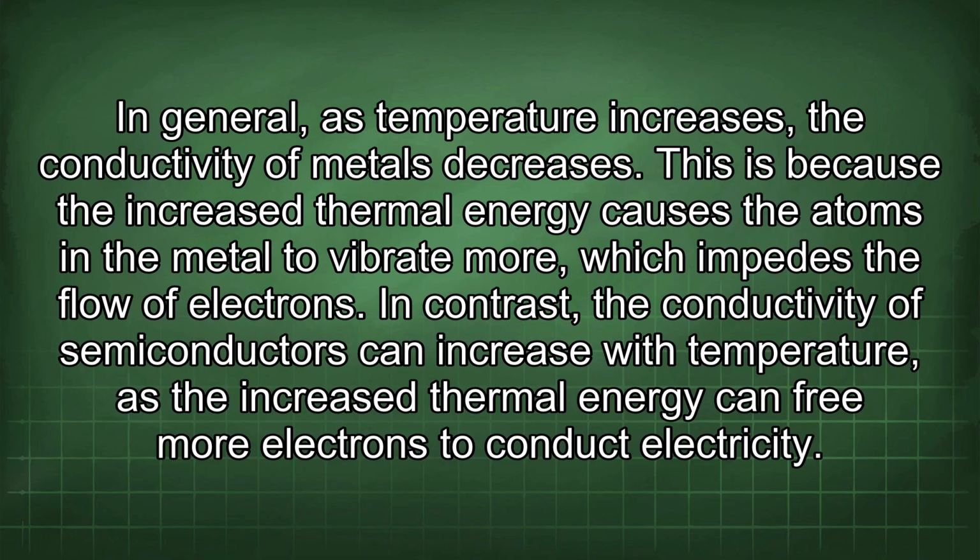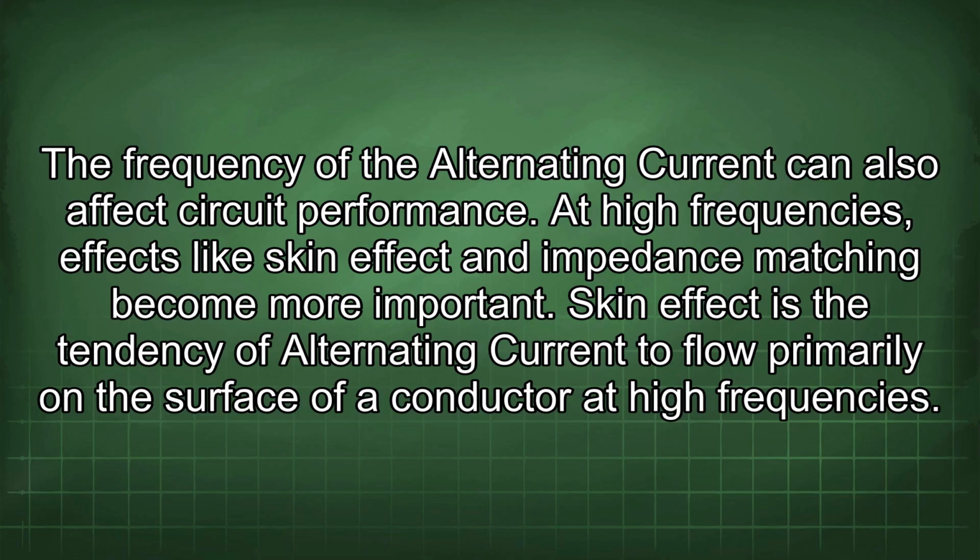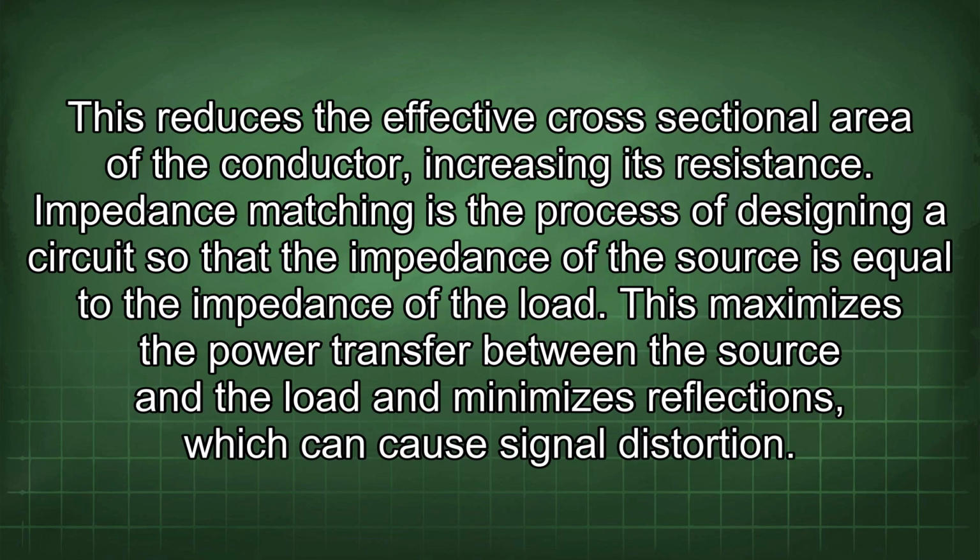The frequency of the alternating current can also affect circuit performance. At high frequencies, effects like skin effect and impedance matching become more important. Skin effect is the tendency of alternating current to flow primarily on the surface of a conductor at high frequencies. This reduces the effective cross-sectional area of the conductor, increasing its resistance. Impedance matching is the process of designing a circuit so that the impedance of the source is equal to the impedance of the load. This maximizes the power transfer between the source and the load and minimizes reflections, which can cause signal distortion.